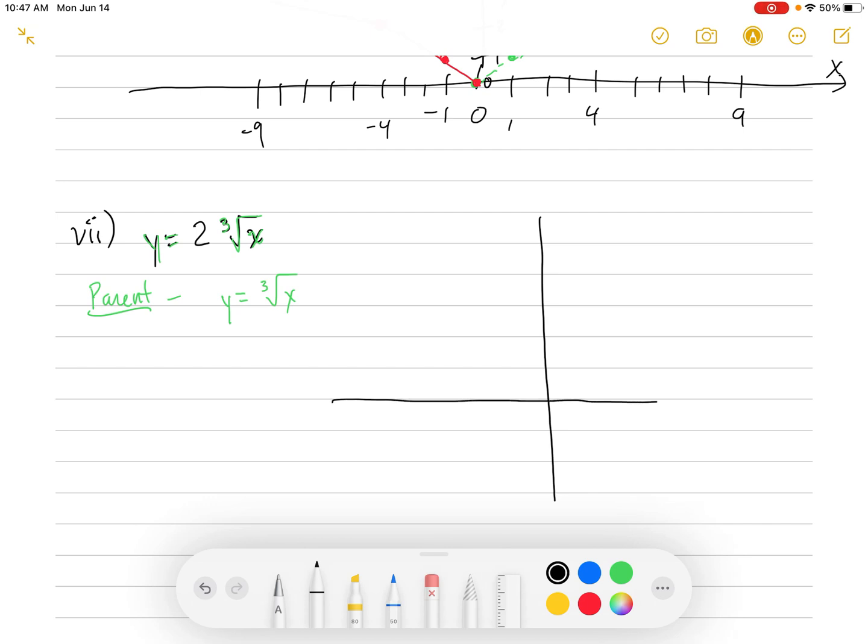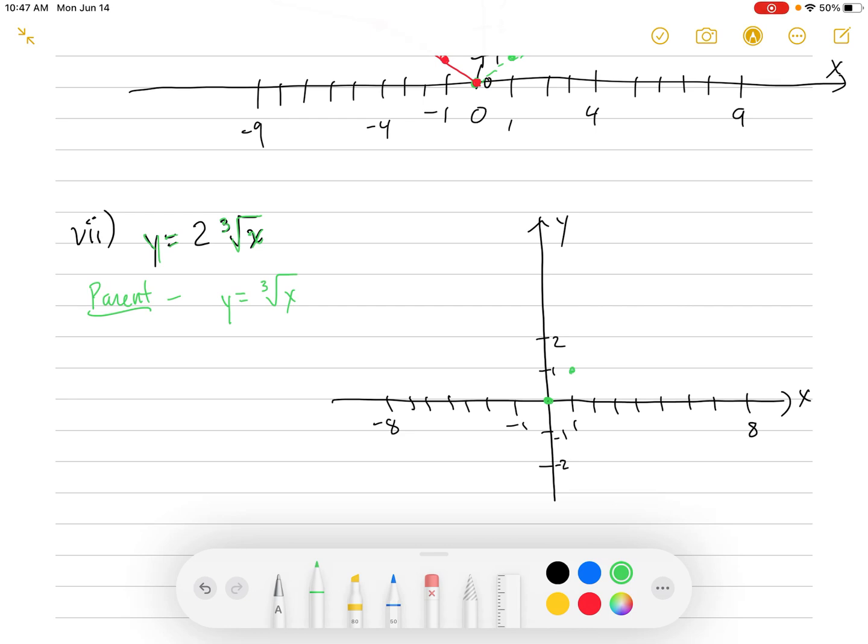So let's do our cube root function. 1, 2, 3, 4, 5, 6, 7, 8. Negative 1, 2, 3, 4, 5, 6, 7, negative 8. We'll have 1, 2, negative 1, negative 2. X and y axis.